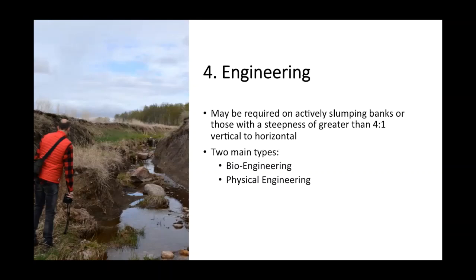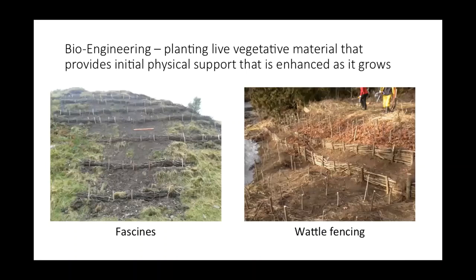And there are 2 main types: bioengineering and physical engineering. Now the bioengineering, I've already talked about that, using live plant material to basically hold the physical structure of your bank or whatever in place. So it's kind of a hybrid between engineering and planting. Using live plant material is generally a really sustainable solution.